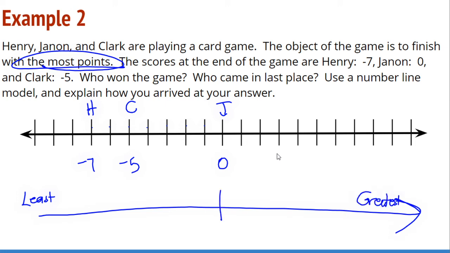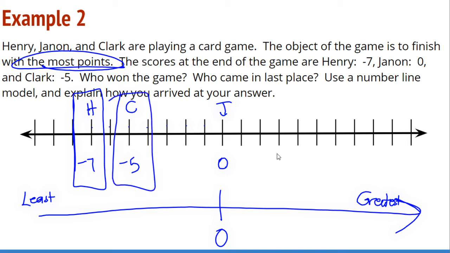So 0 is actually the greatest number of points the way I have them lined up from least to greatest. So Janan actually won the game even though his points are 0. Who came in last place? Well, that would be Henry. He has the lowest number of points, the least number of points at -7. Clark is in between here with a -5.